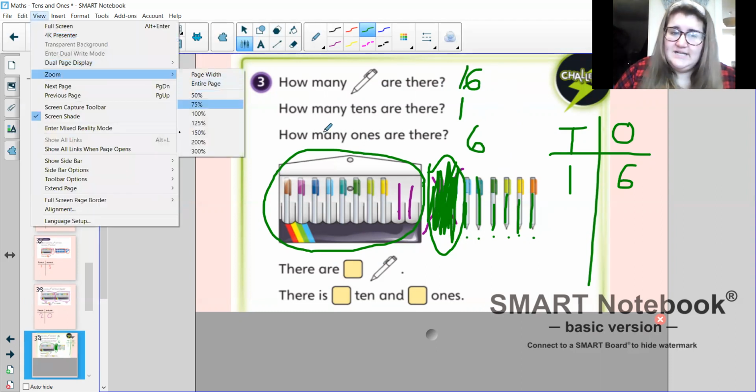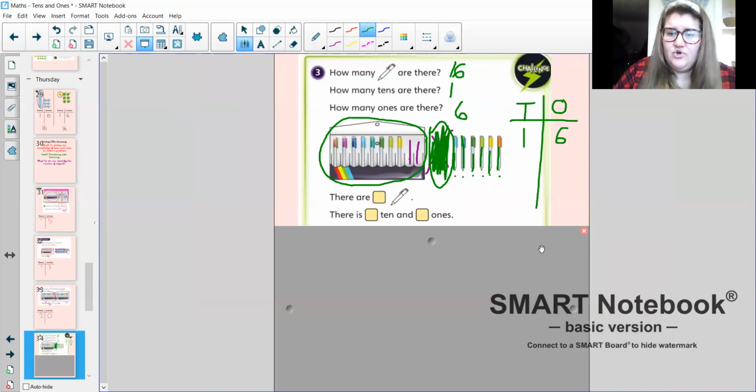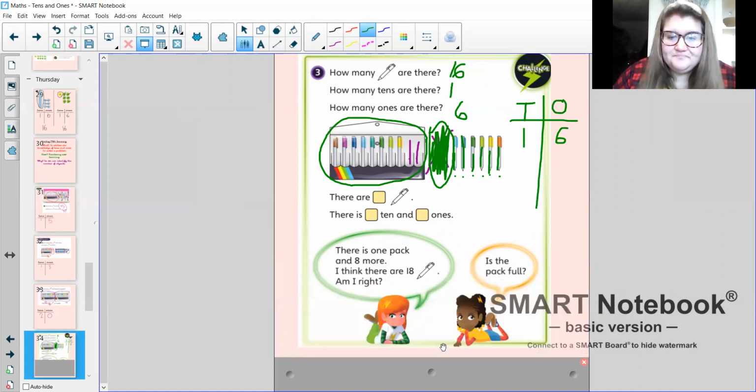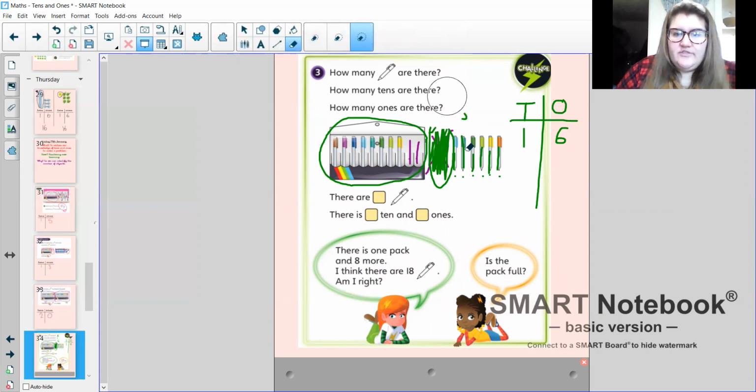That actually looked a little bit tricky at first and I wasn't sure, but then I used all of my skills that I've learned this week with you guys and I got there in the end. So let's have a look. This little girl, I think her name is Astrid, is saying there is 1 pack and 8 more. So there are 18. Now, how do you think Astrid got this answer?